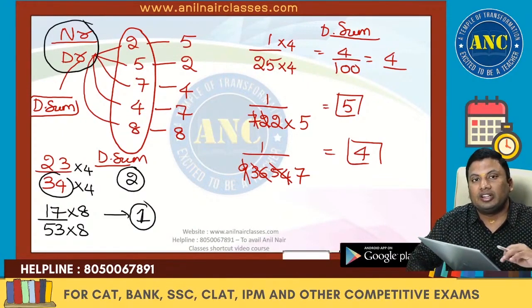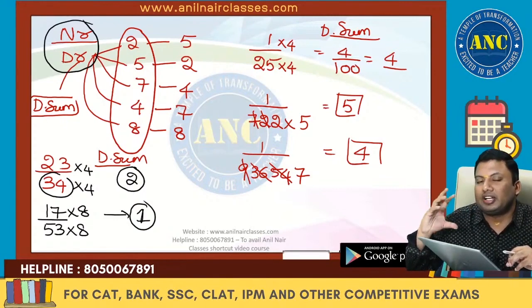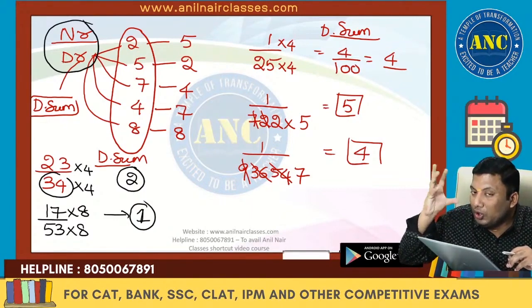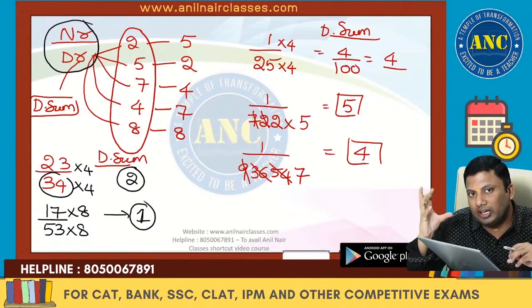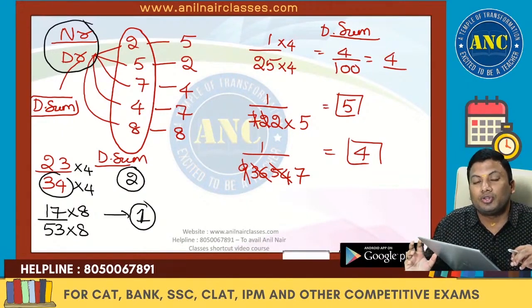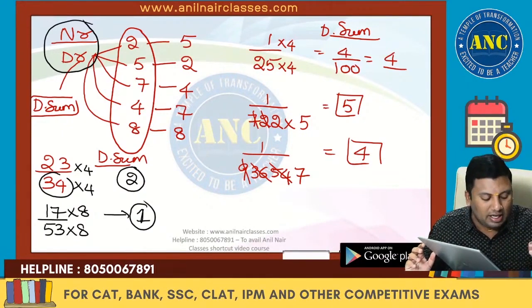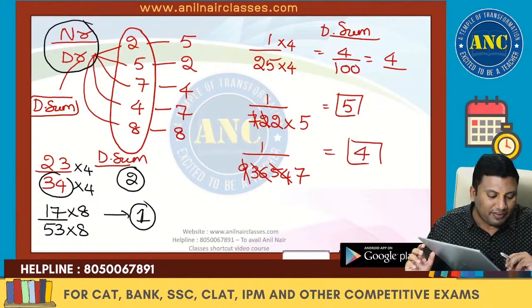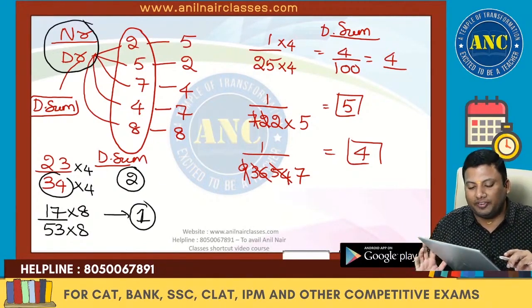Why are we using this? Because in compound interest problems, I am getting numerator by denominator. So a student might get a doubt: sir, when to use a digital sum? Can the digital sum be used in fractions? It can be used in fractions.